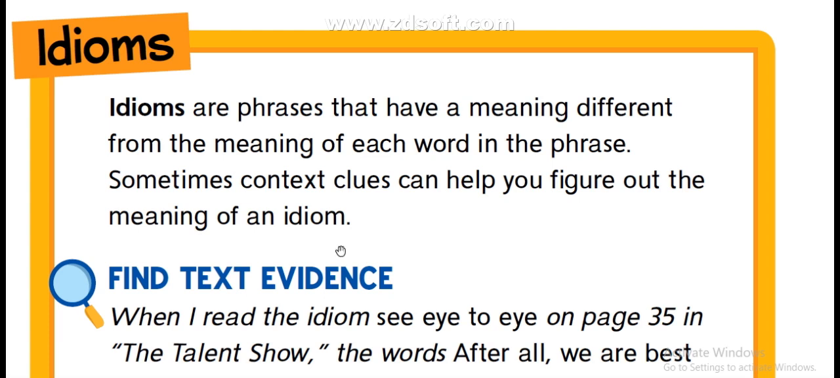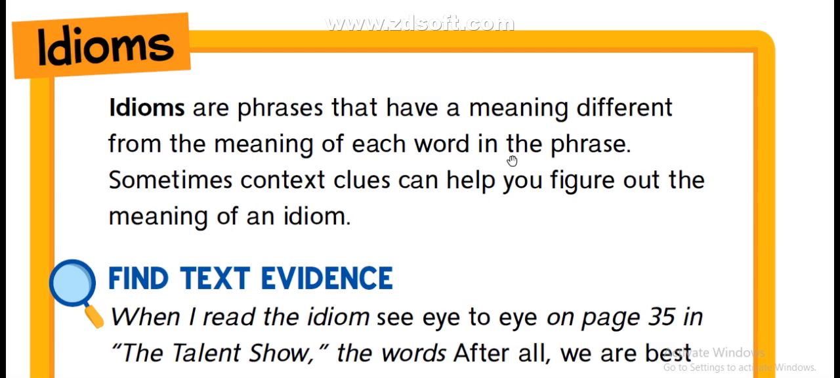Idioms are phrases that have a meaning different from the meaning of each word in the phrase. So idioms are phrases. Phrases means sentences, okay? Sorry, it's not exactly a sentence, it's a group of words. So an idiom is a group of words, a phrase that has a meaning different from the meaning of each word in the phrase.